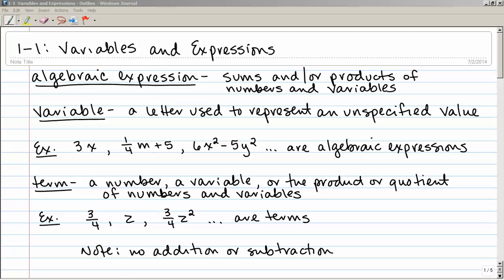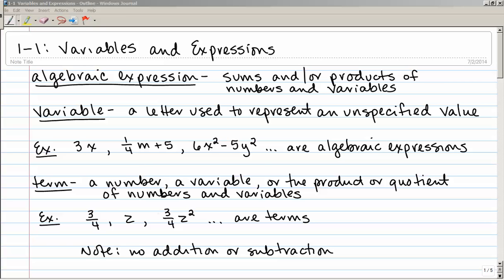So here's some examples of algebraic expressions. 3x, which means 3 times x. 1/4 m plus 5. Notice we have 1/4 times m, and then we're adding to that 5. And the expression 6x squared minus 5y squared. These are all examples of algebraic expressions.